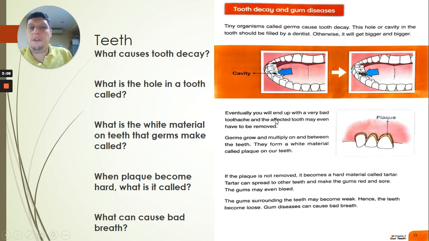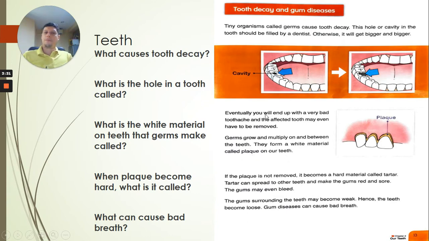Eventually, you will end up with a very bad toothache, and the affected tooth may even have to be removed. Germs grow and multiply on and between the teeth. They form a white material called plaque on our teeth.